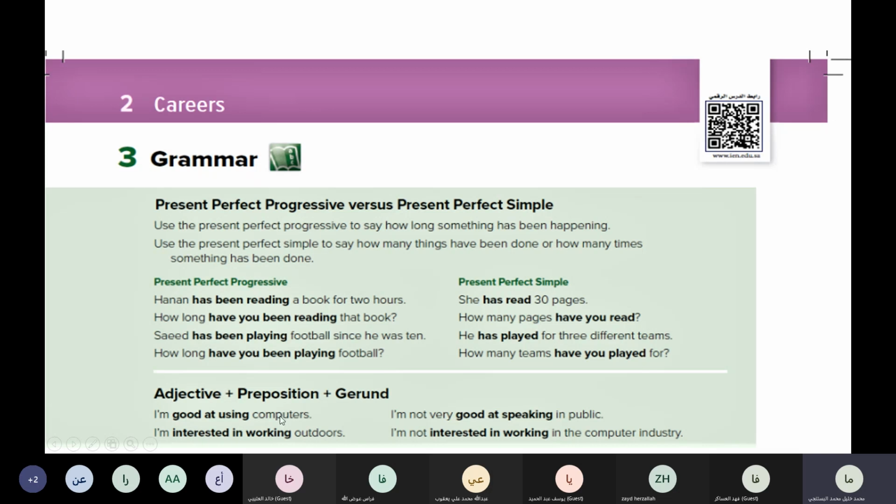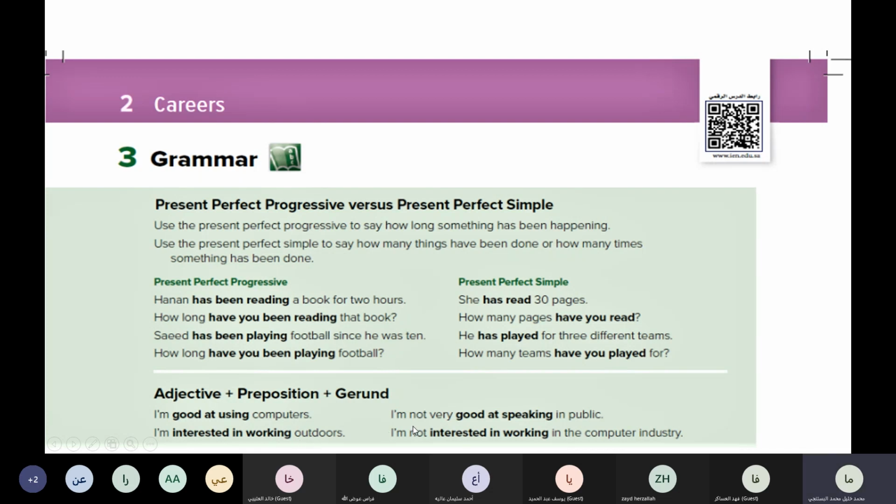Read the second example. I'm interested in. Yes. I'm interested in working outdoors. Good. You realize here we have an adjective followed by what? A preposition. So, in this case, we have to add ing form. We have to use the gerund. Gerund, as we said before, is the verb with ing form. You are interested in working outdoors.